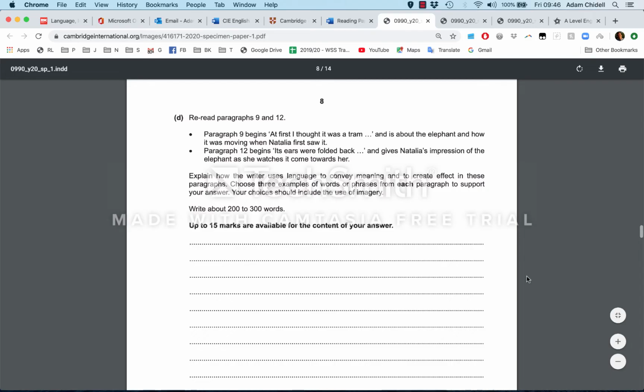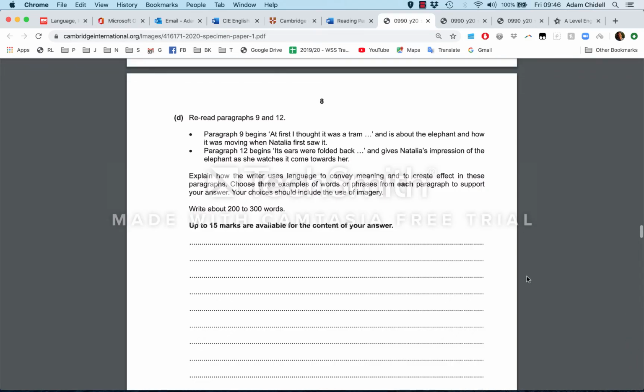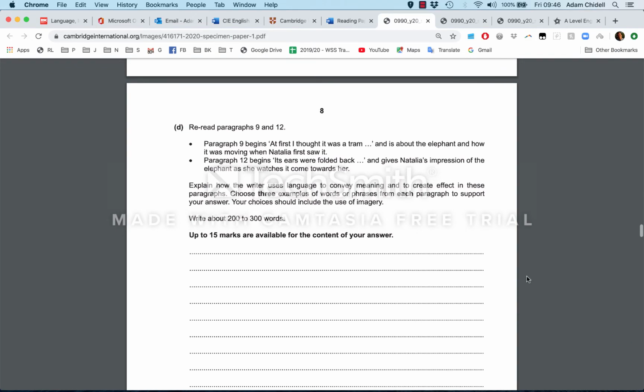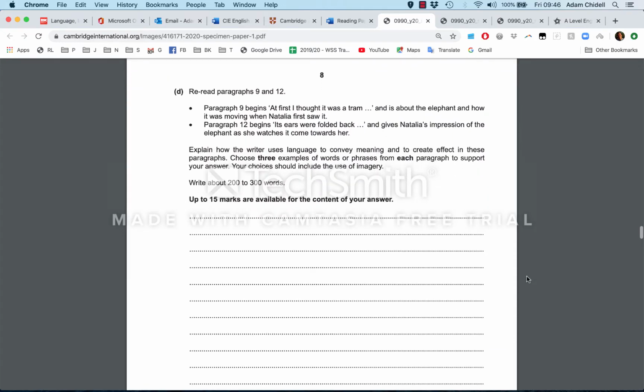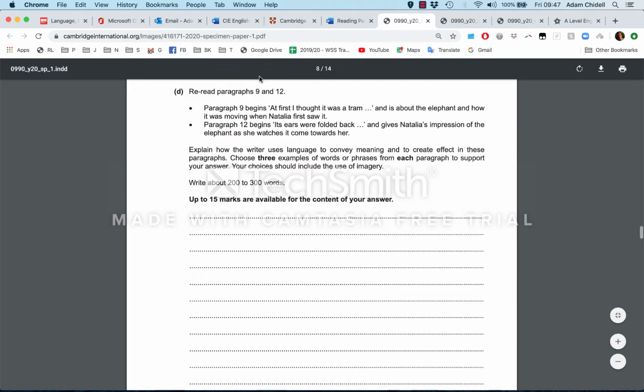Okay, let's move on to question 2D now, and there are 15 marks available for this question, so we're moving into slightly chunkier answers being required at this stage. In question 2D, this is what we sometimes refer to as the writer's effect questions. You'll notice it's divided into 2 parts. It guides you towards firstly paragraph 9 and then paragraph 12.